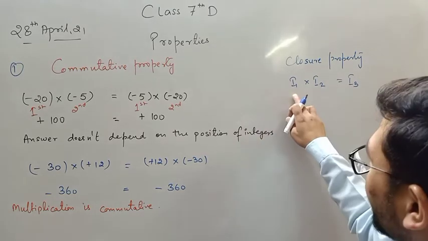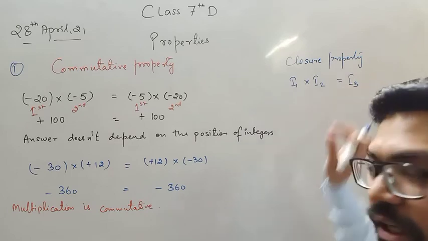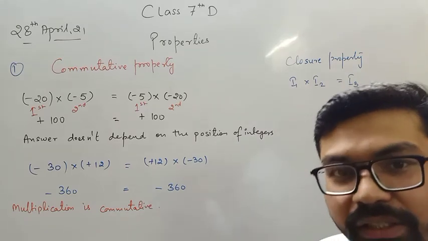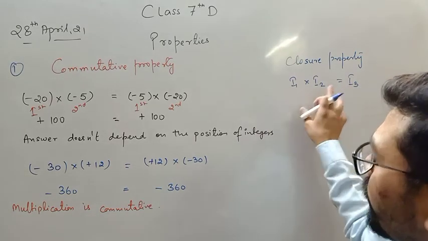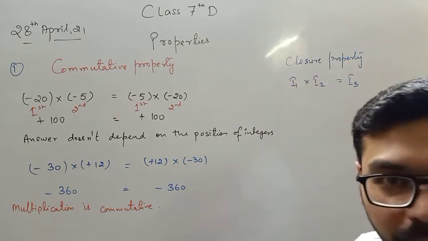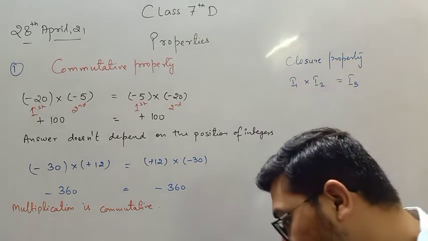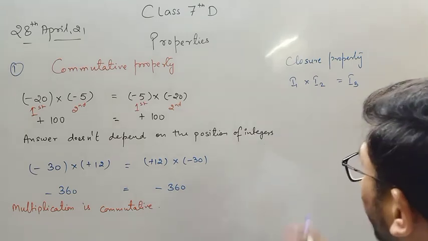Similarly, if you multiply two integers and in the result you get an integer, that means the multiplication of integers follows closure property. Or you can say integers are closed under multiplication.